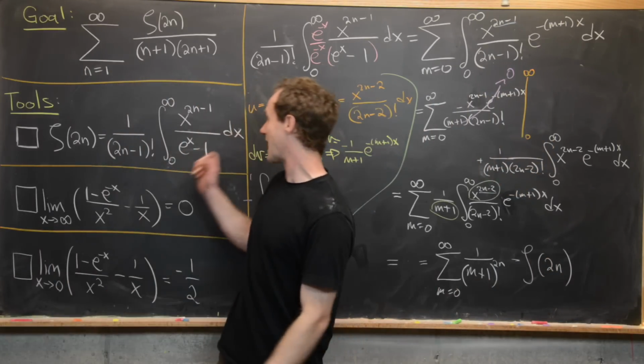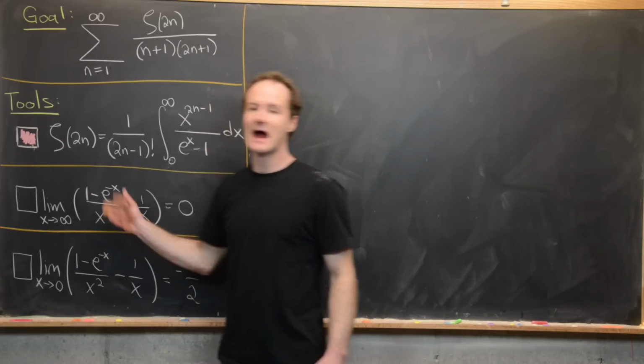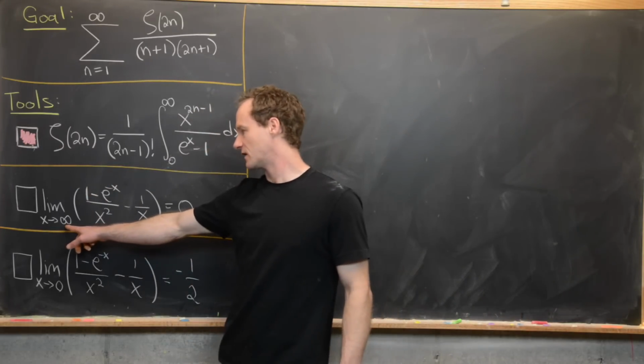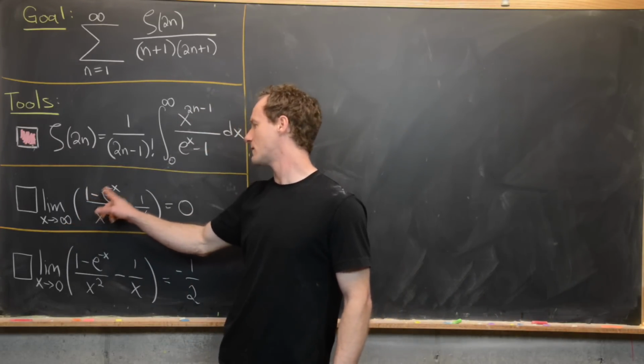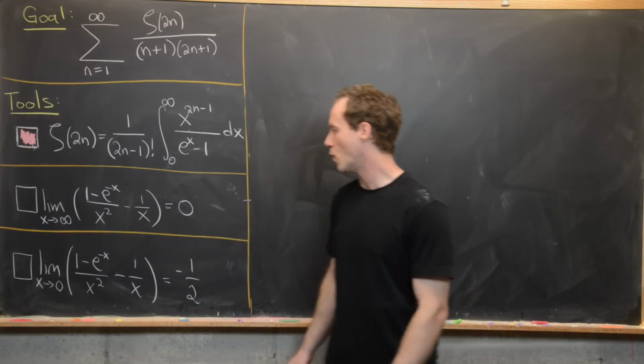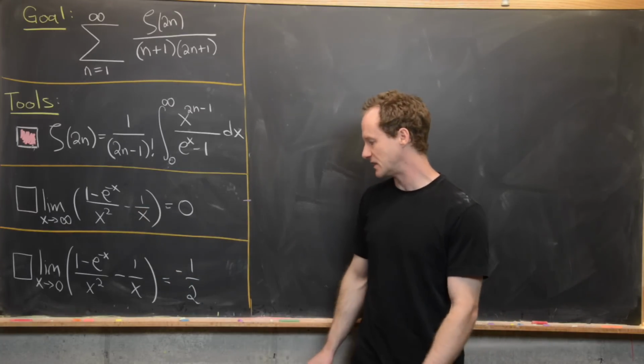So that means we've established this first formula. And now we're ready to work through our second tool, which is a limit. So notice we're taking the limit as x goes to infinity of 1 minus e to the minus x over x squared minus 1 over x. And we want to show that that's equal to 0.